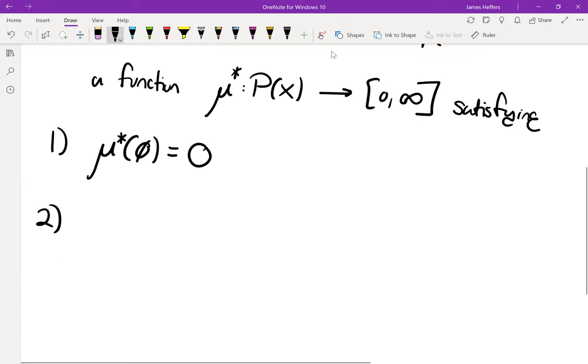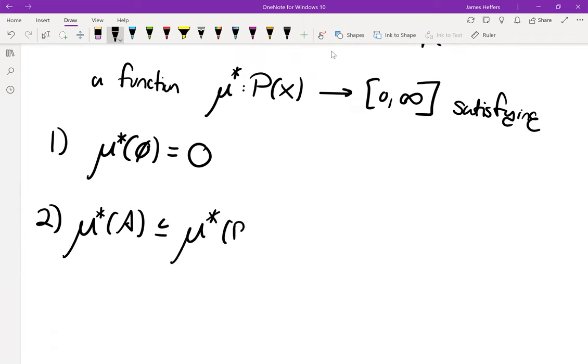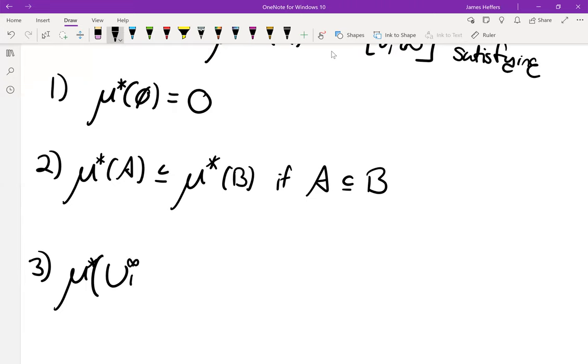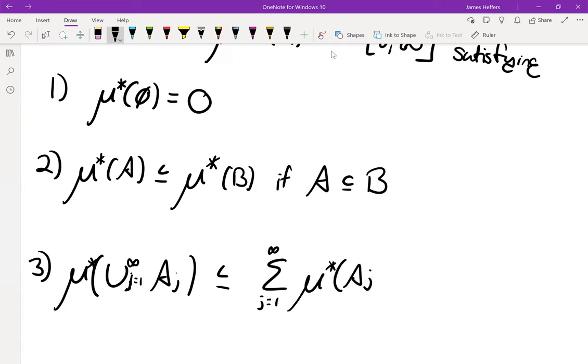Two, mu star of A is going to be less than or equal to mu star of B if A is a subset of B. Now, this ends up being, we proved last time, a property of measures. But we're just going to actually define this as part of a property of an outer measure. And outer measures will also satisfy subadditivity, that mu star of some union of sets, say from j equals 1 to infinity, is less than or equal to the sum of mu star of the A_j.